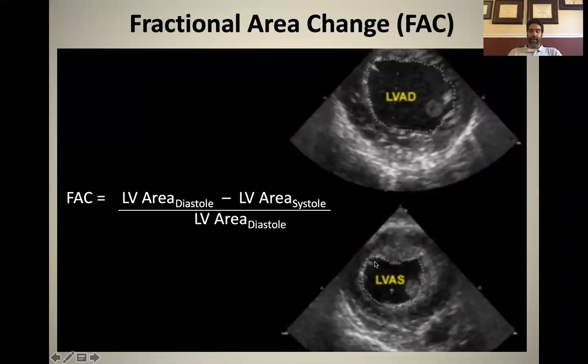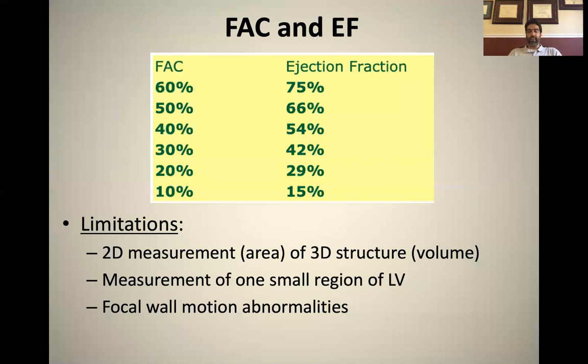Diastolic area minus the systolic area divided by the diastolic area. That gets you your fractional area change. Okay, and this is used, at least conventionally, as a poor man's ejection fraction. There are tables out there that correlate fractional area change with EF. Here's an example of one of them.